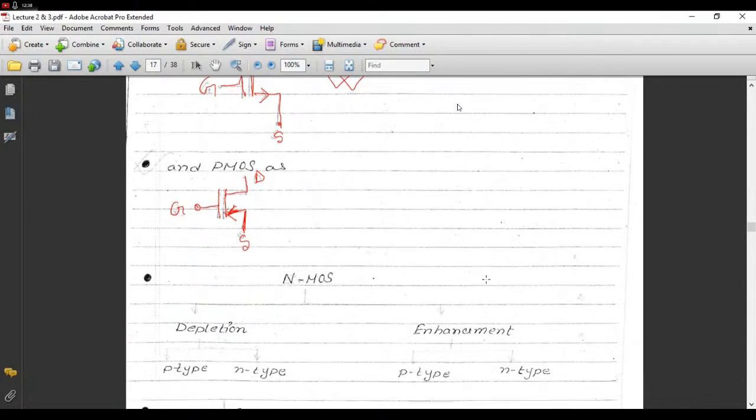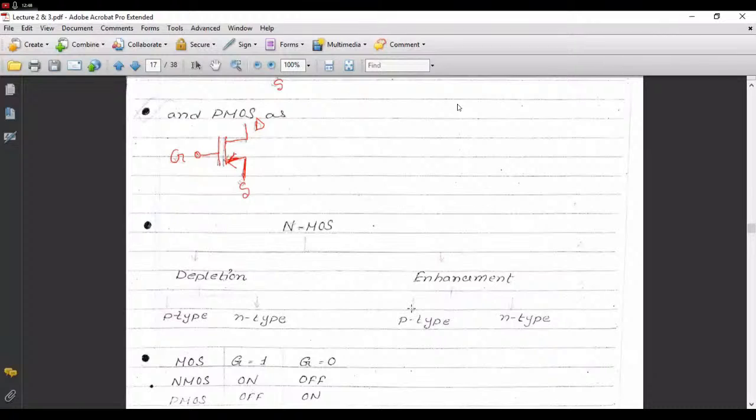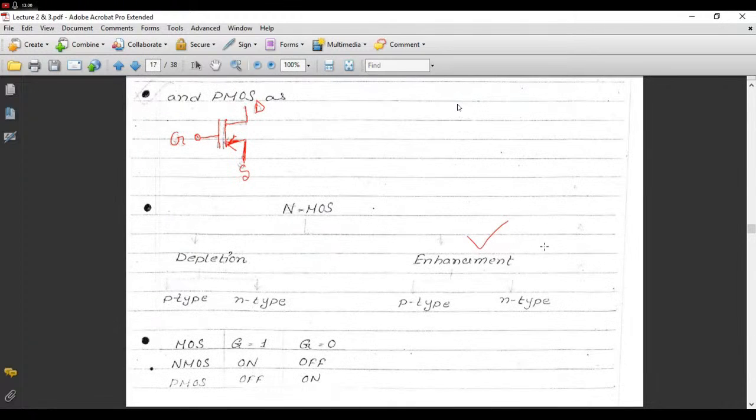So as I was telling you, MOSFETs can be categorized under two different categories: one is depletion type and another one is enhancement type. Both types have subcategories of N type and P type. We are solely going to focus on enhancement type MOSFET, because this is a requirement for any sort of designing. So this is again the table.